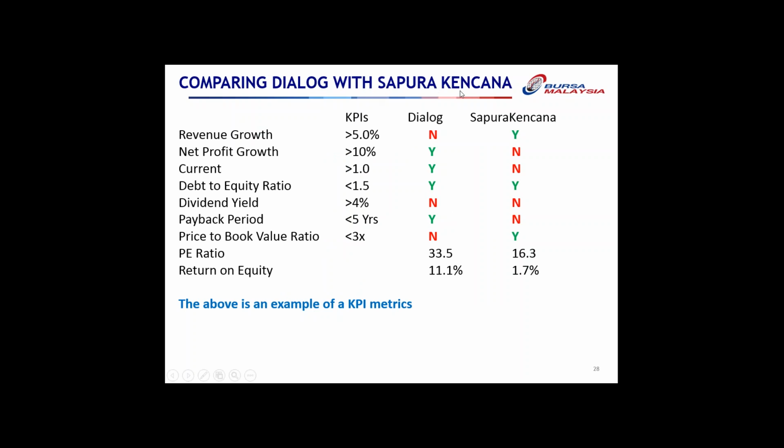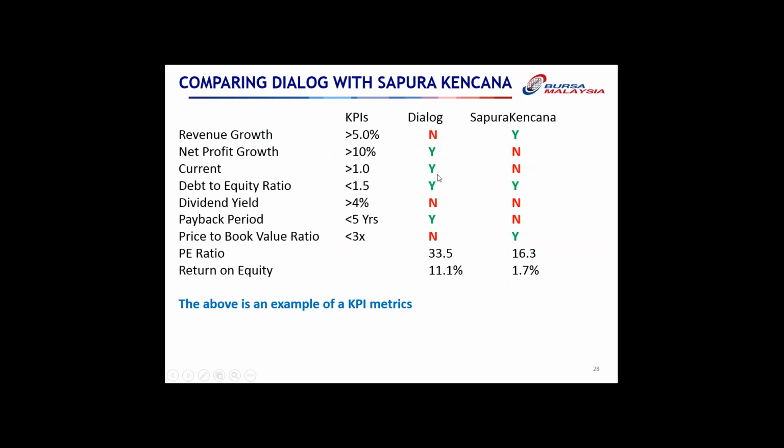Dialog with Sapura Kencana. Okay, we have the KPIs here, and now I'm comparing Dialog with Sapura Kencana. Now revenue growth, Dialog is a no, but Sapura Kencana is a yes. Their revenue growth definitely exceeds more than 5%. Net profit growth, whether they exceed 10%, for Dialog is a yes, Sapura is a no.